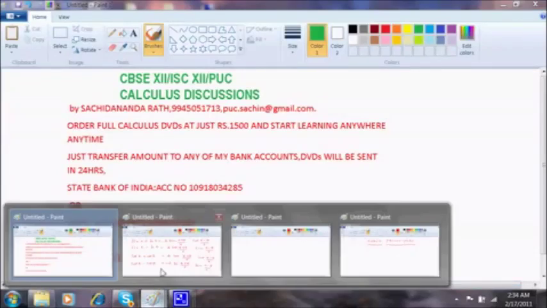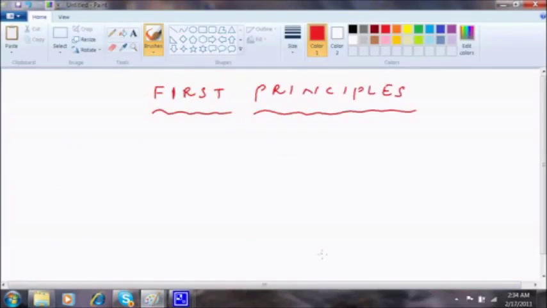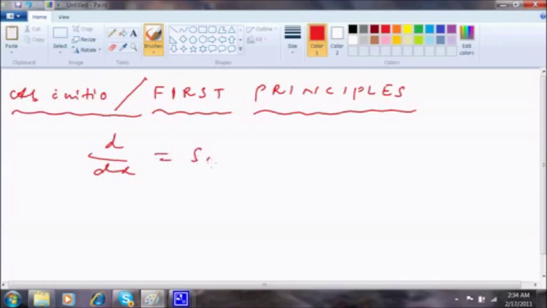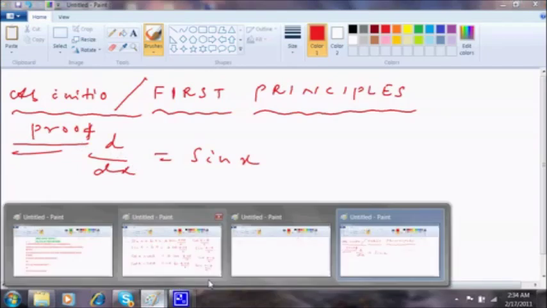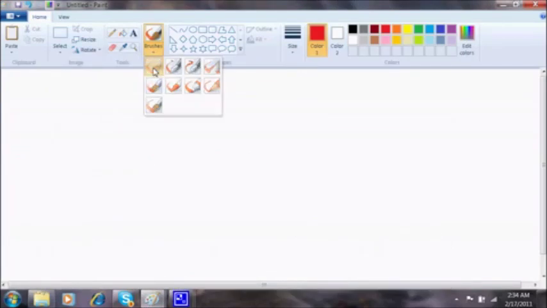Differentiations. Here I am discussing first principles. Sometimes this is called ab initio. So what it means is, we know that dy/dx of sin x is cos x, and we're going to prove it. The proof of this is called the first principles. The proof is quite simple.